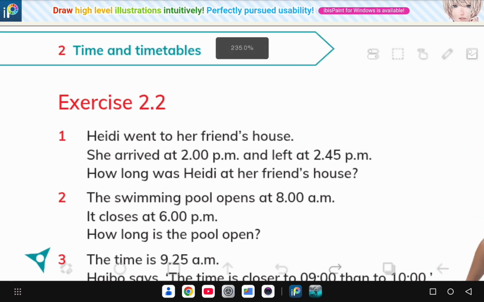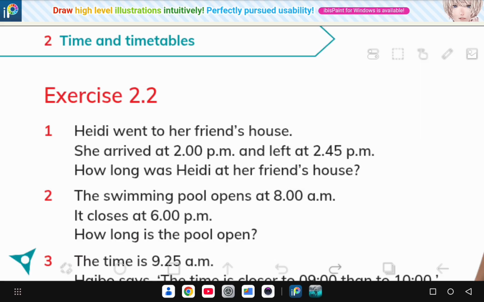Here we have the first exercise and it says, Heidi went to her friend's house. She arrived at 2 p.m. and left at 2:45 p.m. How long was Heidi at her friend's house? Basically, if I want to know the difference, or for how long she stayed, we are going to subtract 2:45 minus 2.